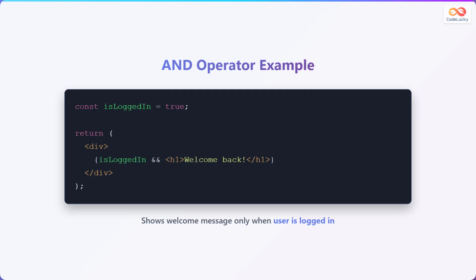Here's an example. We define a constant variable called isLoggedIn and set it to true. Inside the return statement, there is a div element. Inside the div element, we are using curly braces, and inside the curly braces, we have isLoggedIn followed by the and operator, followed by the heading 1 element with the text, "Welcome back." This code will render the "Welcome back" heading only if isLoggedIn is true, showing the welcome message only when the user is logged in.